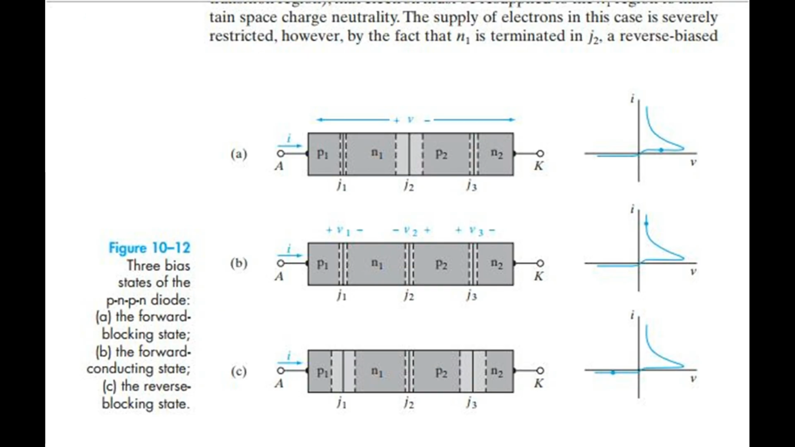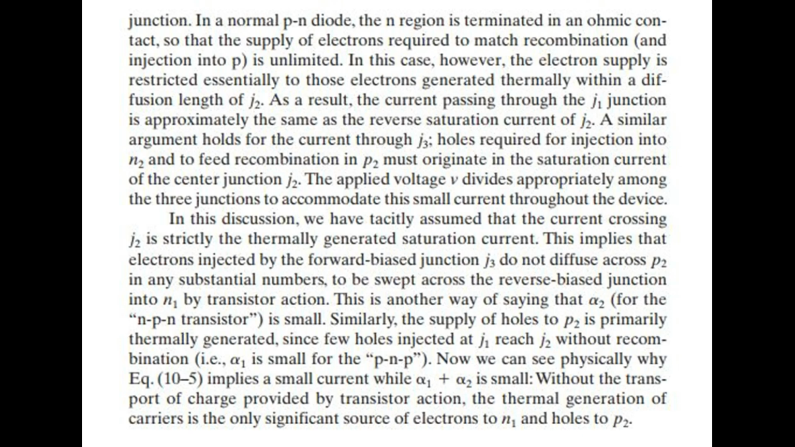Figure 10.12-3: bias states of the PNPN diode: A, the forward blocking state; B, the forward conducting state; C, the reverse blocking state. In a normal PN diode, the N region is terminated in an ohmic contact, so that the supply of electrons required to match recombination and injection into P is unlimited.